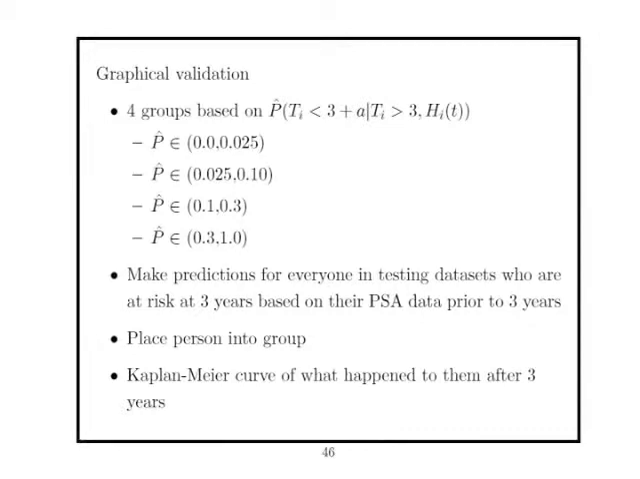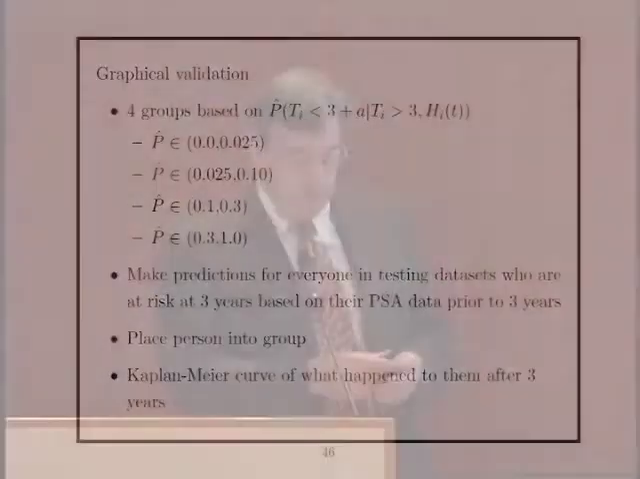And so here's the grouping. I'm going to look at, just for illustration, people who've made it to 3 years. So they're still at risk at 3 years. You know their history of PSA. What's the chance of recurrence within a future 3 years? So that's a metric, a way to group people. And that could either be less than 2.5%, between 2.5 and 10, between 10 and 30, or bigger than 30. So 4 groups who are supposed to be similar according to the model.